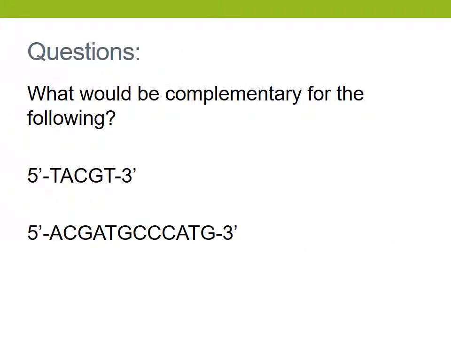So here's a question for you to ponder at your places where you are. What would be complementary for the following? So for example, here's our 5 prime TACGT 3 prime. So when you answer the question, you have to write the complementary base pair as well as the orientation of the 5 prime 3 prime, 3 prime 5 prime. Same thing here, except of course it's a longer strand. Okay, so give yourself a minute to scribble down the answers, and when you're ready you can go to the next slide, and I'll give you a second.